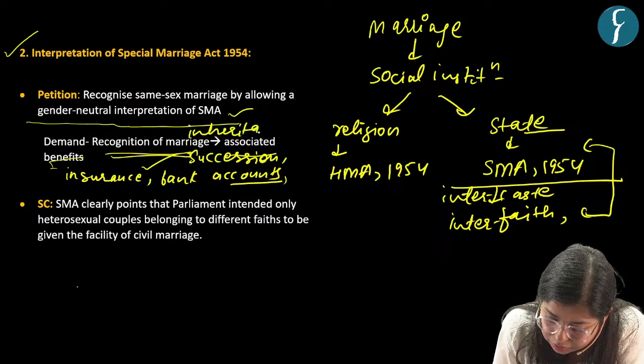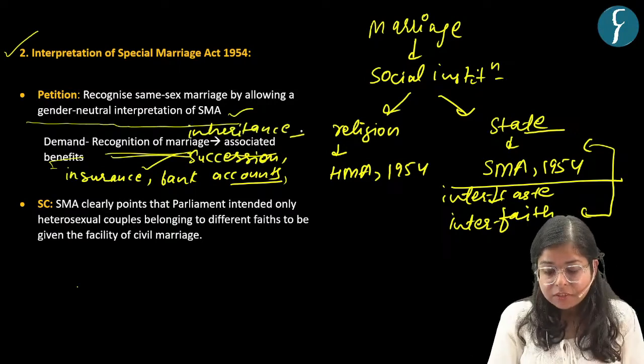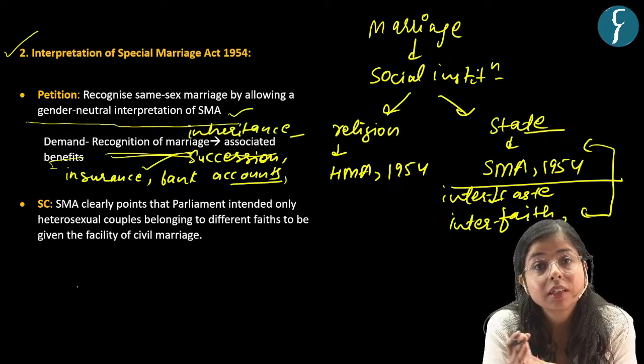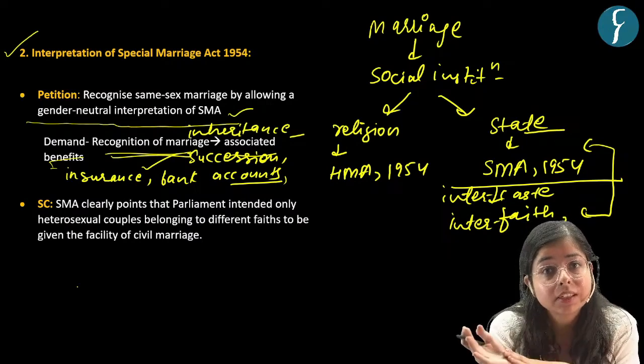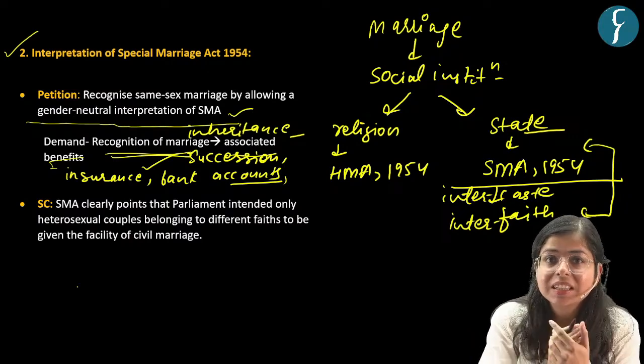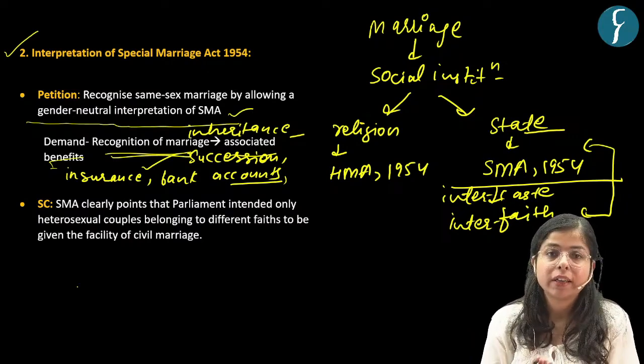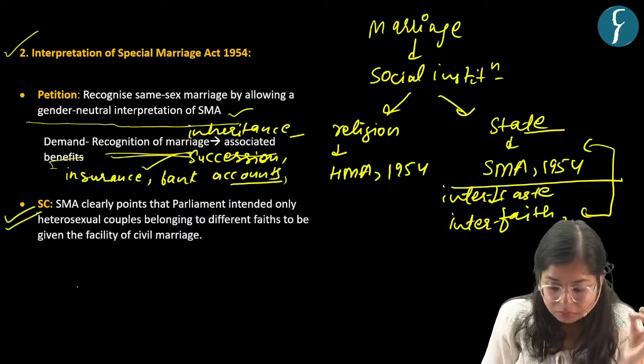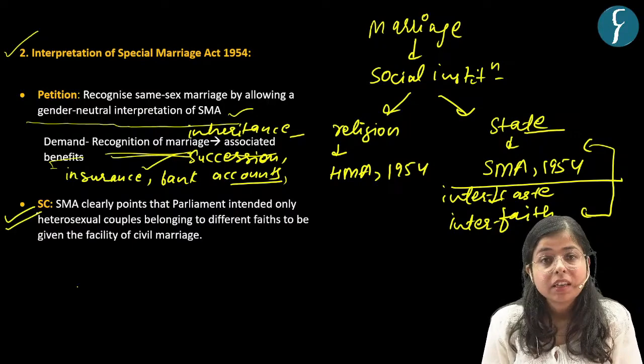inheritance. So this is why, because marriage as an institution, the recognition of marriage gives some civil rights to this community. So this is the demand why they wanted legal sanctity to marriage. But now we see what the Supreme Court said.